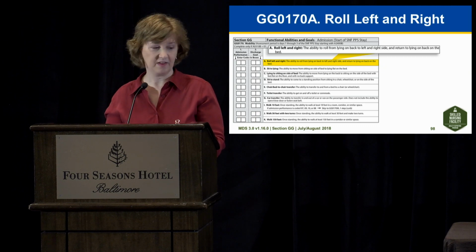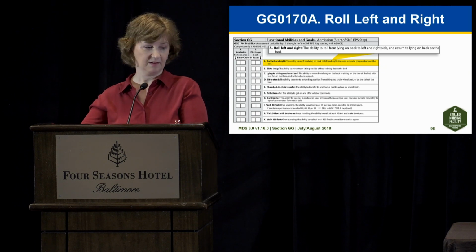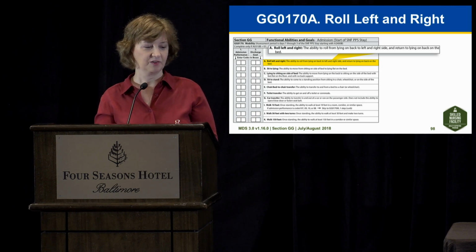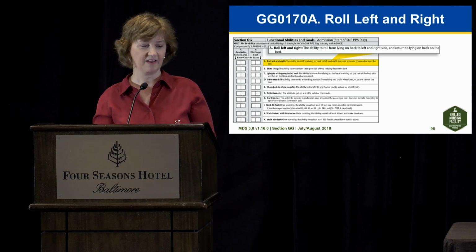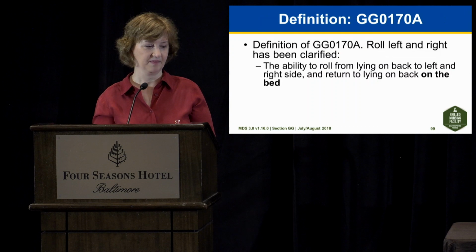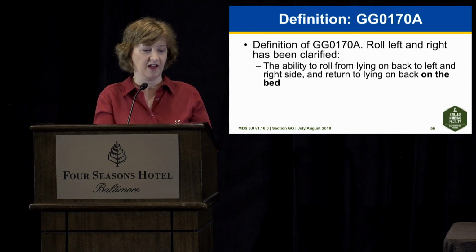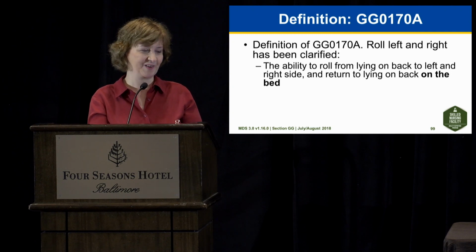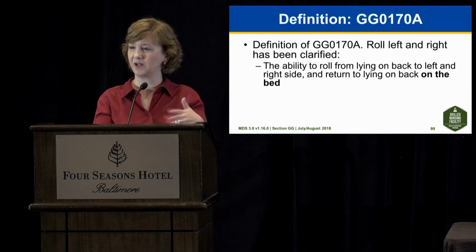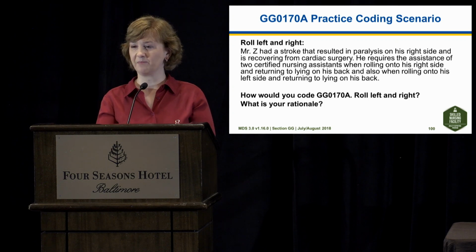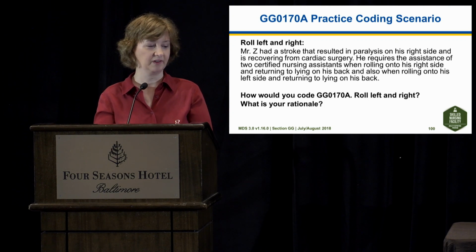So starting off with the first activity in mobility: roll left to right. This is defined as the ability to roll from a lying position onto the left side and right side and back onto the back of the bed. There's just been some clarification with the wording here in terms of ending up back on the bed, so there's no change in coding. Everything that would be coded now would be coded the exact same way. It's just clarification.